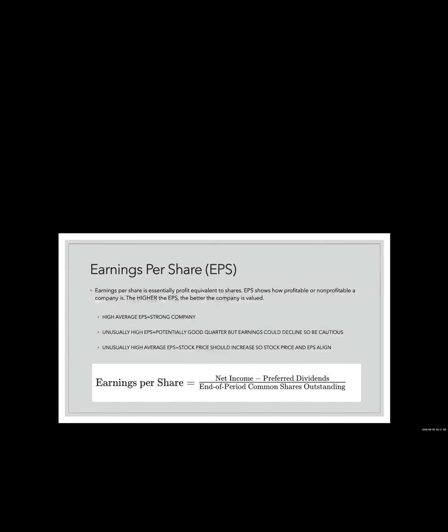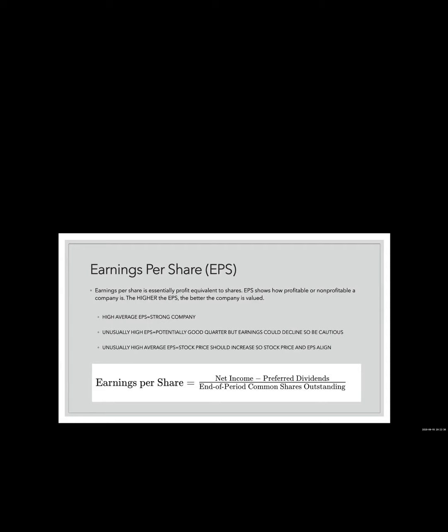So earnings per share, or EPS, is essentially profit equivalent to shares. EPS shows how profitable or non-profitable a company is. The higher the EPS, the better the company is valued. So a high average EPS means it's a strong company. An unusually high EPS potentially means they had a good quarter, but earnings could decline, so be cautious, right? When you start looking at fundamental analysis and trying to determine valuations of a stock, valuations of a company, you'll be calculating an EPS, right?